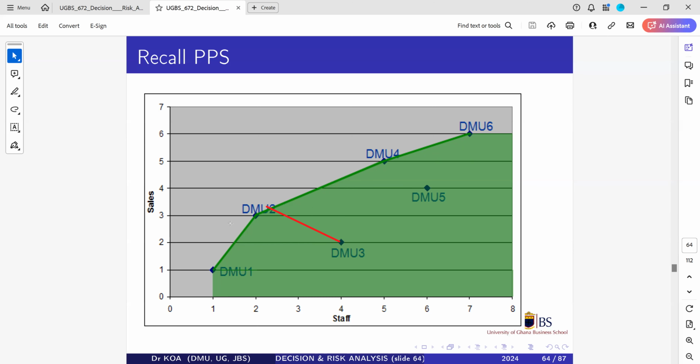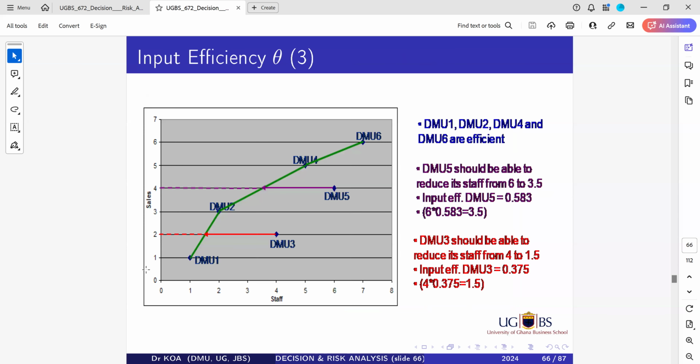So to measure the input efficiency of DMU3, I will go to the origin like this, and then move the distance to the frontier. And then I'll go to the origin again, and then move the distance to the firm. And last time we got to know that the distance to the frontier will give you something like 1.5, and the distance to the firm will give you something like 4. Now, we go and look at how this is measured.